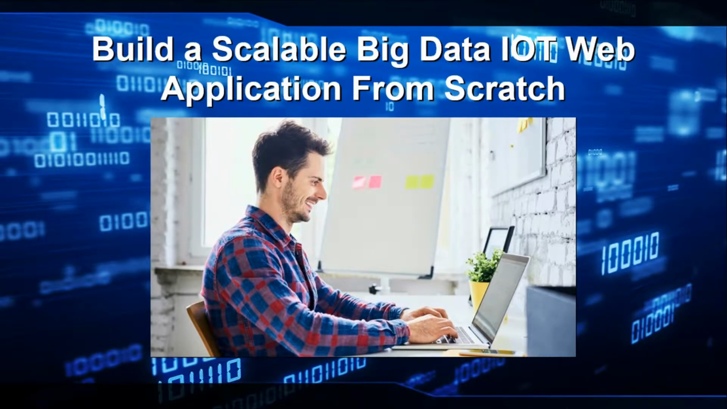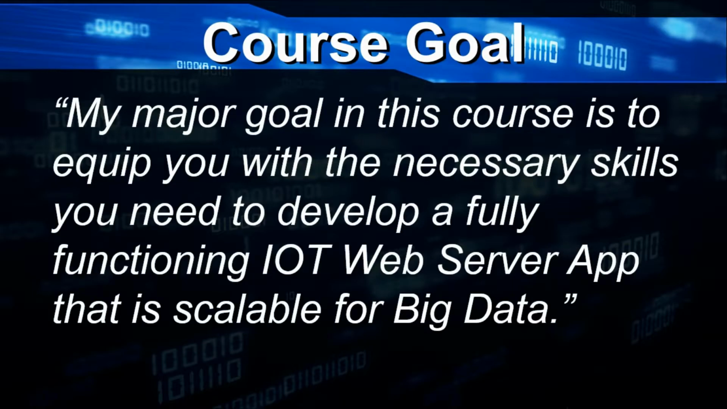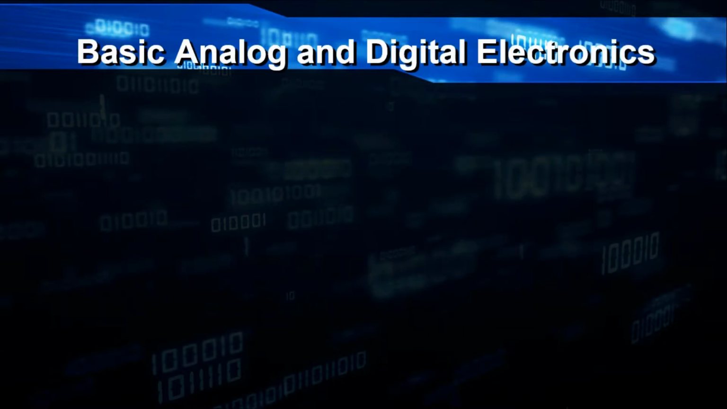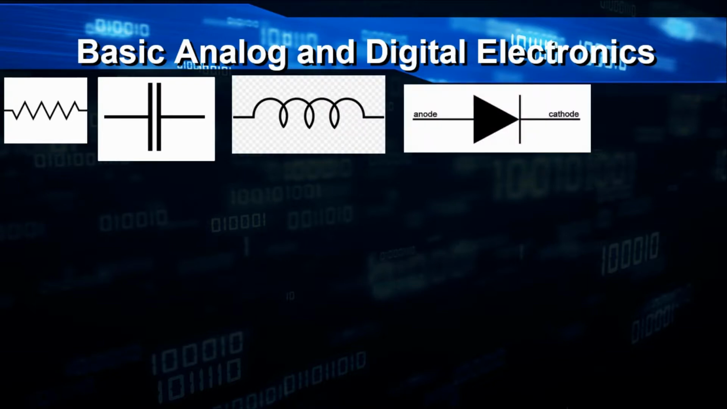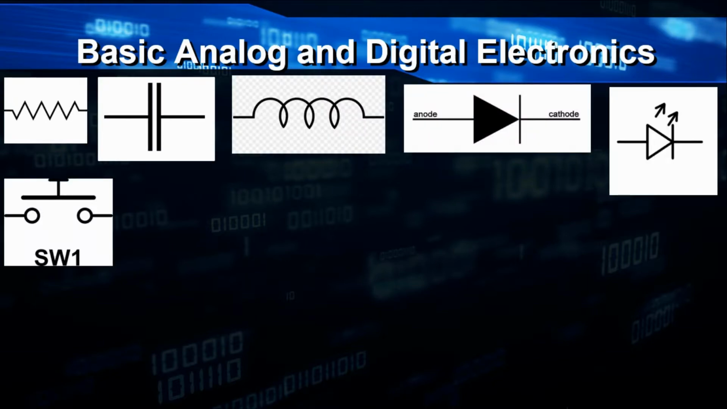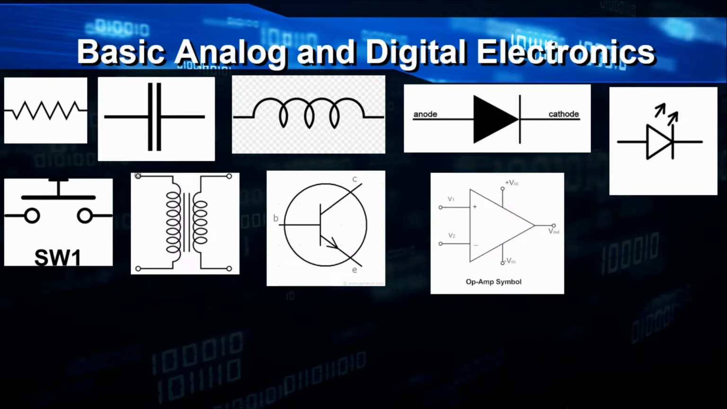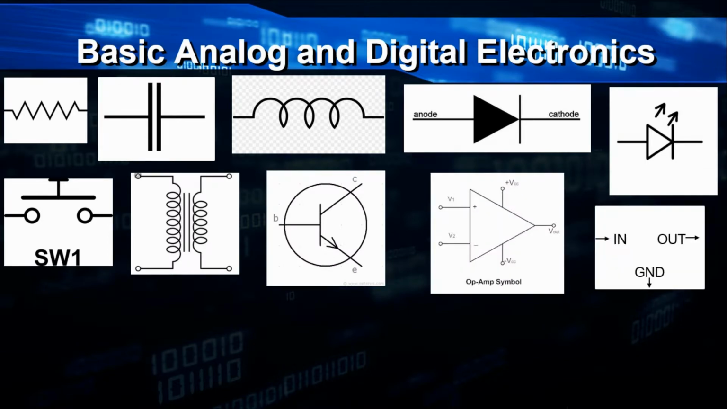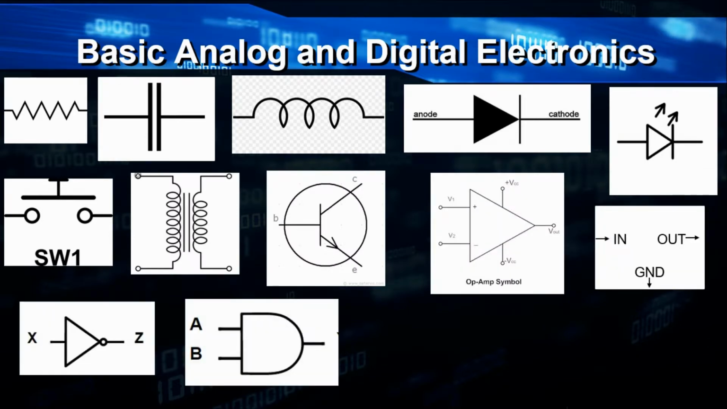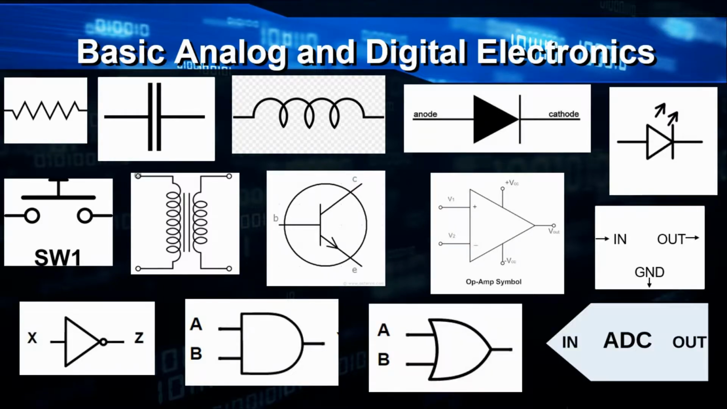So in this course, we're going to talk about how to build a scalable big data IoT web application from scratch. My major goal in this course is to equip you with the necessary skills you will need to develop a fully functioning IoT web server application that is scalable for big data. And as I mentioned earlier, the Internet of Things requires a lot of different skill sets, and one of those is basic analog and digital electronics. We're going to talk about how each one of these individual components performs a certain function to get real-world signals into digital signals and onto the internet.